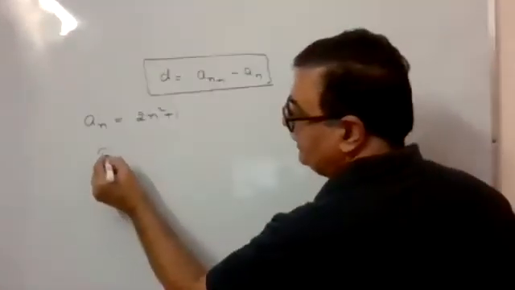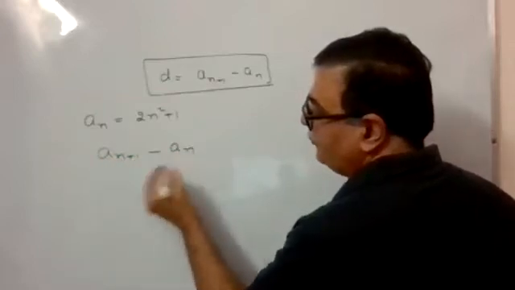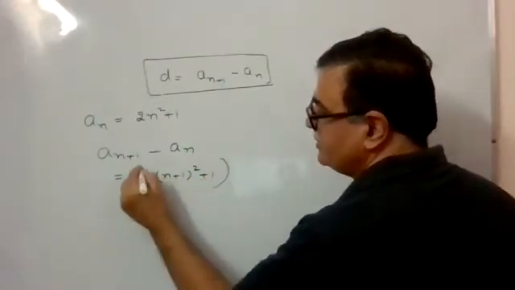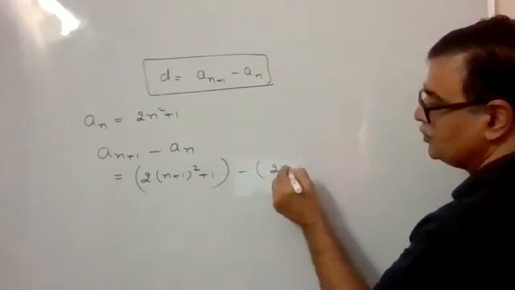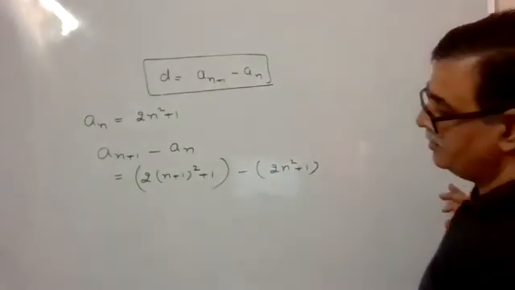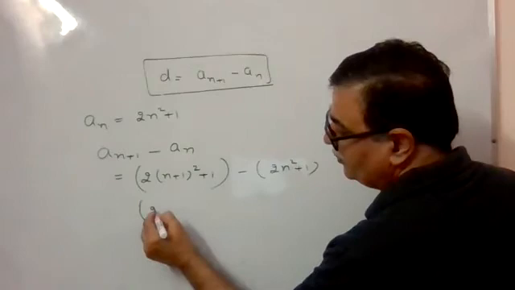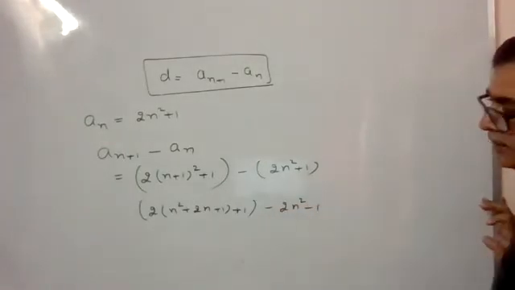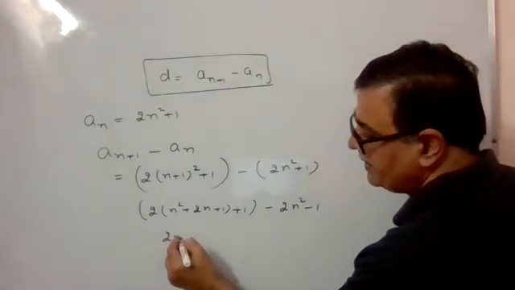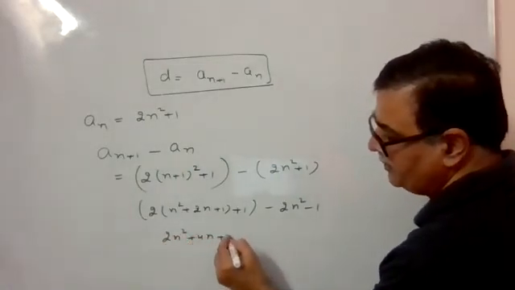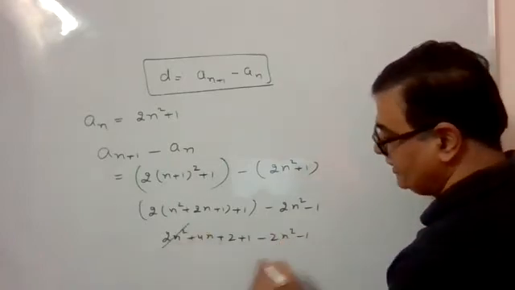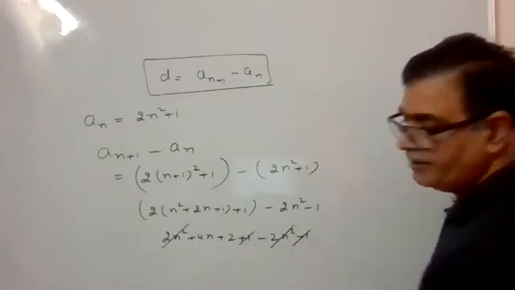Then we will again calculate an plus 1 minus of an. Then I'll write down 2 times n plus 1 whole square plus 1 here, and then minus 2n square plus 1. Now when you solve it, it will be 2 times n square plus 2n plus 1, plus 1, minus 2n square minus 1. Then I'll write this as 2n square plus 4n plus 2 plus 1 minus 2n square minus 1. 2n square cancels with 2n square, 1 cancels with 1.